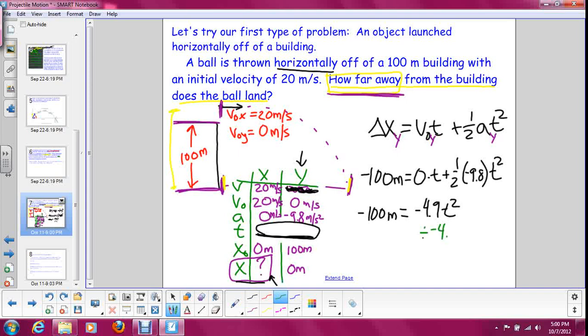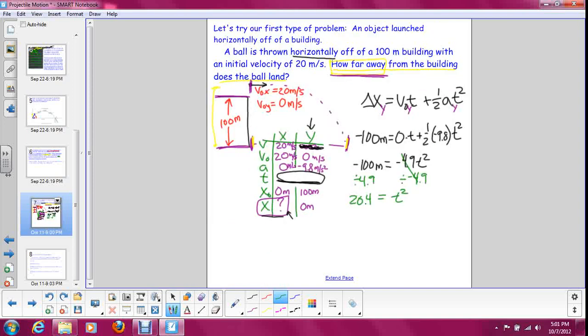Divide both sides by negative 4.9 to cancel it over here. Get my calculator. Negative 100 divided by negative 4.9 is 20.4, which is equal to t squared. And the final step is to take the square root. Square root both sides, and t is equal to, all right, square root of 20.4 is 4.5, and the units for time are seconds.